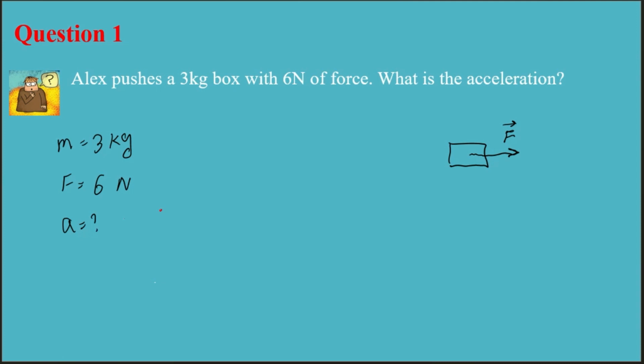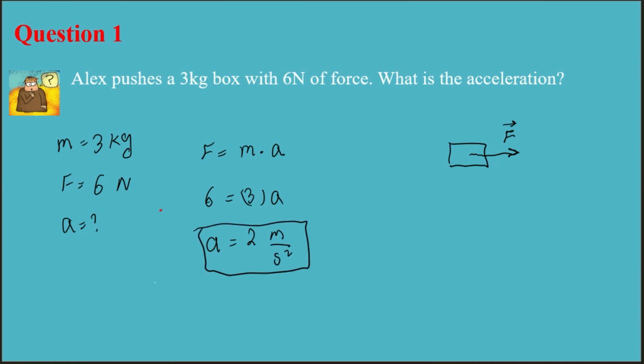Based on Newton's second law, F equals m times a, right? So my F is 6, m is 3, times a. By simple math, I can find the acceleration as 2 meters per second squared. And be careful: this m here in the unit is meter, and this m right here is my mass, and its unit is kilograms or grams.